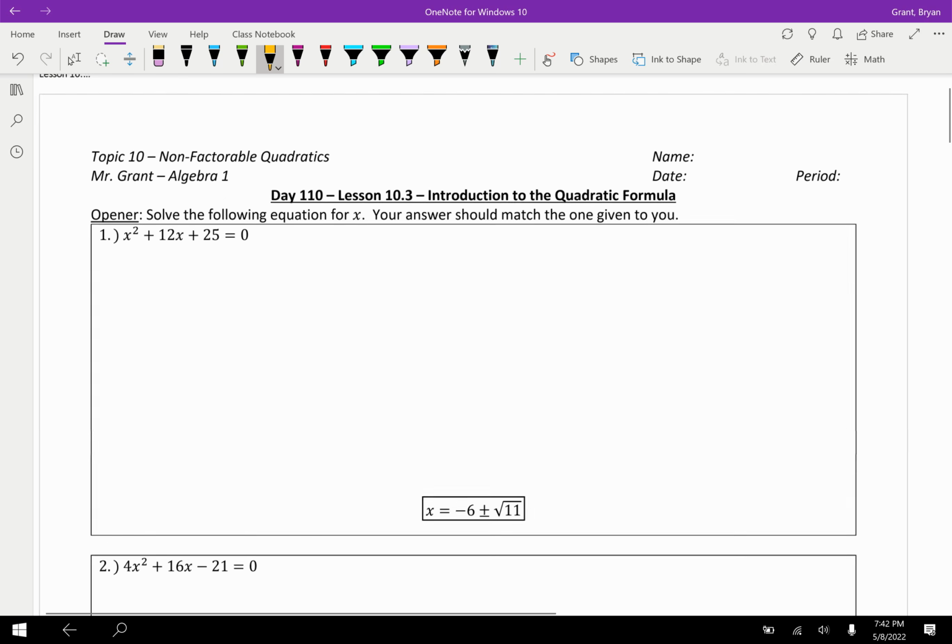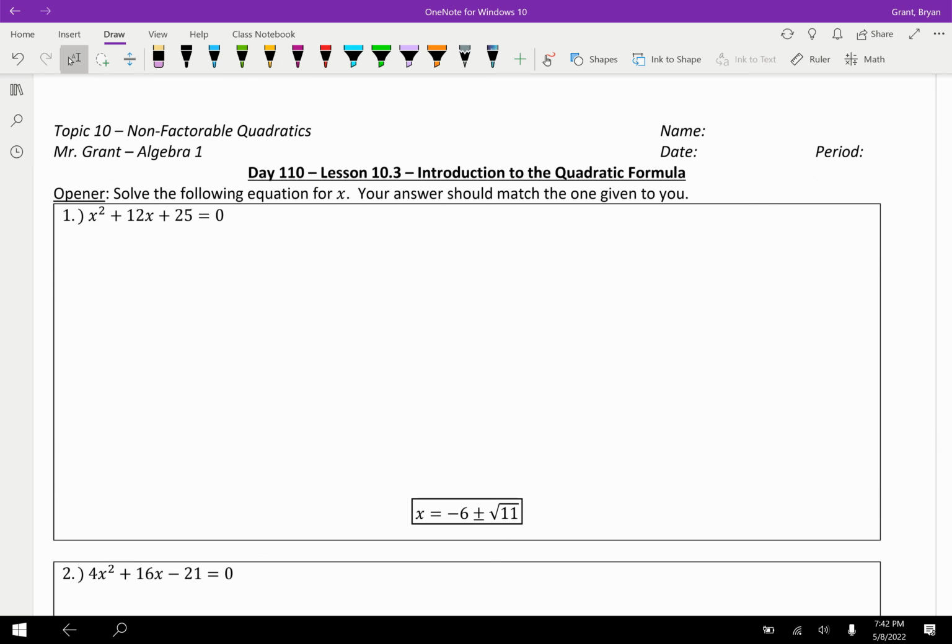So, what are we actually doing today? Well, we've spent the last 2 days talking about how we can solve any quadratic equation by completing the square. And in fact, your opener today asks you to solve this equation right here for x. You'll also notice that this equation does not factor, right?